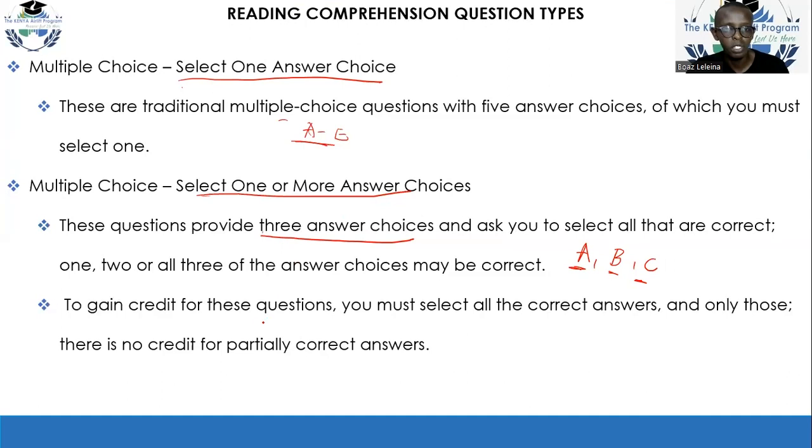To gain credit for this question, you must select all the correct answers here. So let's say A and C were the correct answer and you got only A, you will not get this question correct. There are no half marks. You will not get credit for a partially correct answer. You have to be able to identify both A and C in order to get the full mark. So that is something also to note.